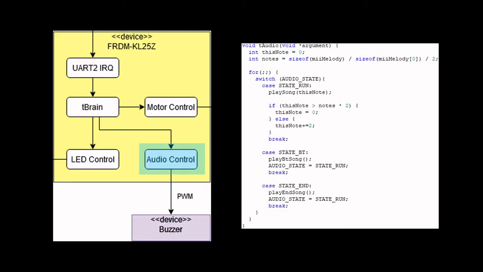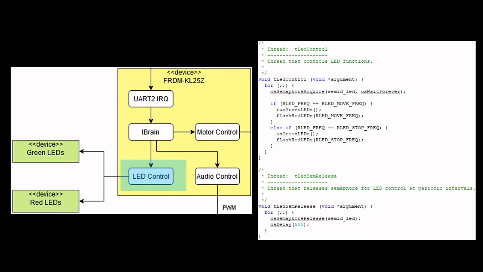Next is the audio control thread. Basically, T-Audio checks the audio state and plays the corresponding music. Lastly, the LED control thread acquires a semaphore at periodic intervals, checks the RLED frequency state, and controls the LEDs accordingly. Right, quiz time. Who's that Pokemon?